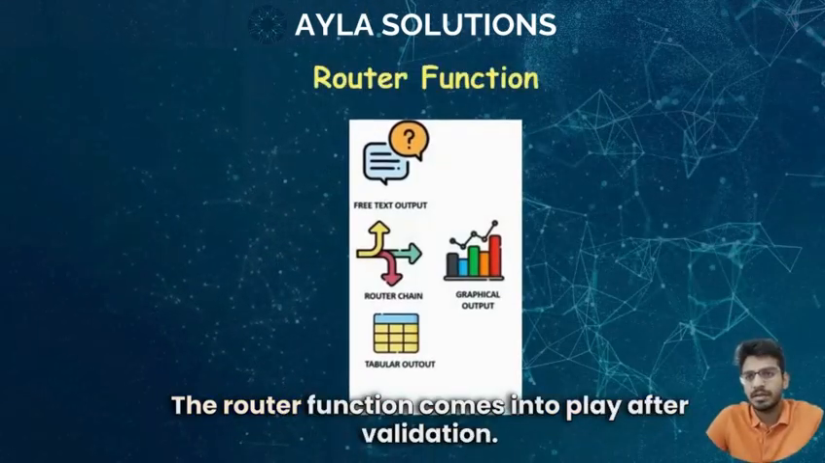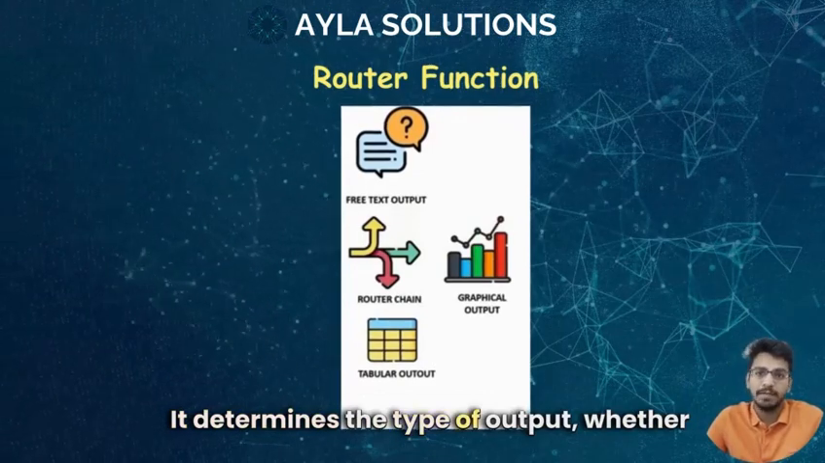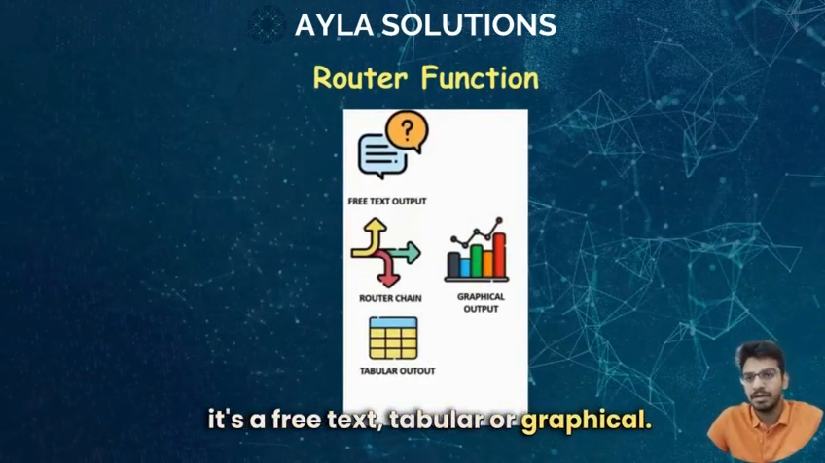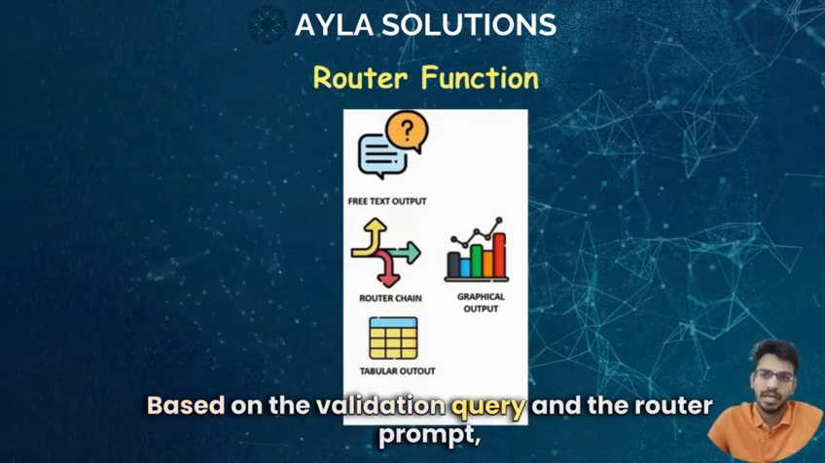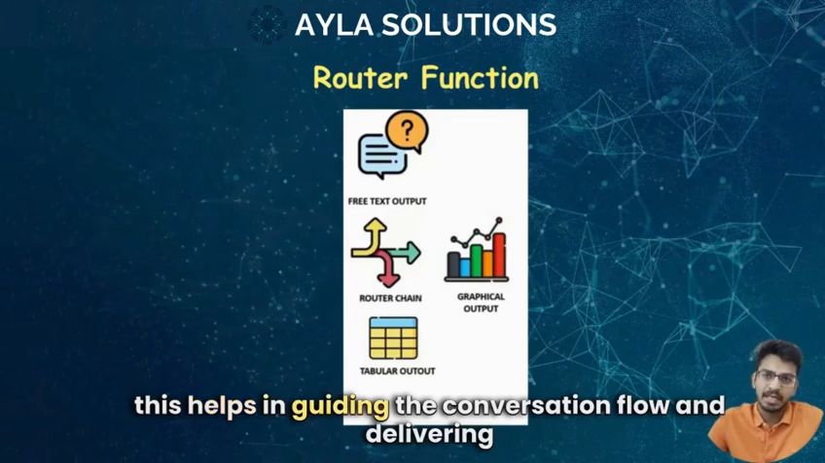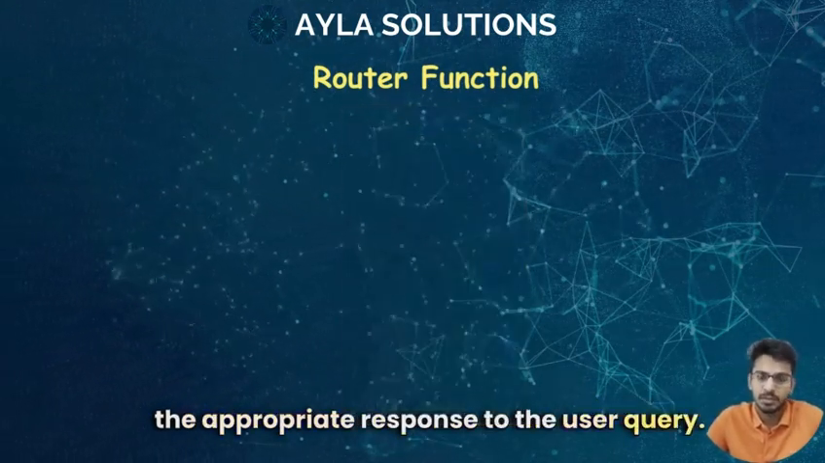The router function comes into play after validation. It determines the type of output, whether it's a free text, tabular, or graphical, based on the validation query and the router prompt. This helps in guiding the conversation flow and delivering the appropriate response to the user query.